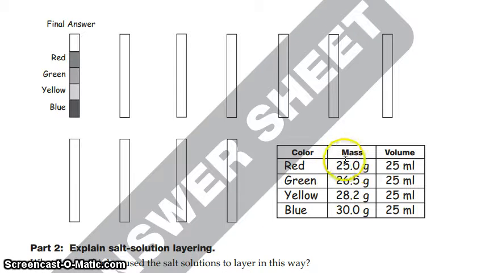So these might vary a little bit from what we actually wrote down in class, but they're going to be very, very close. I believe in class we had 26.1 grams, and then in the yellow we had, I think, exactly the same actually, 28.2 grams, and then the blue we only had 29.1 grams when we measured those out.